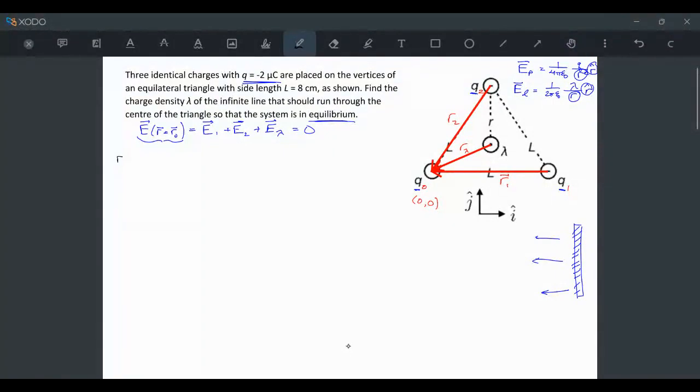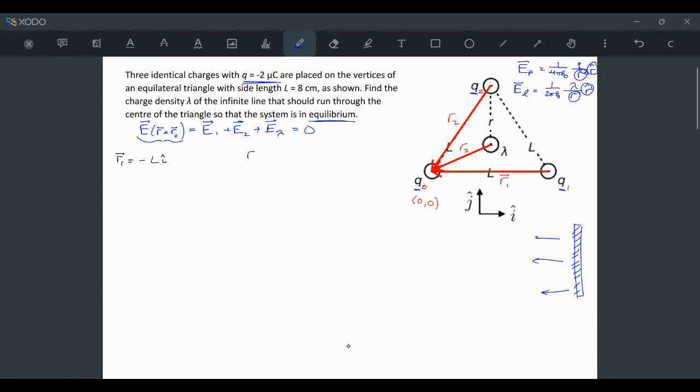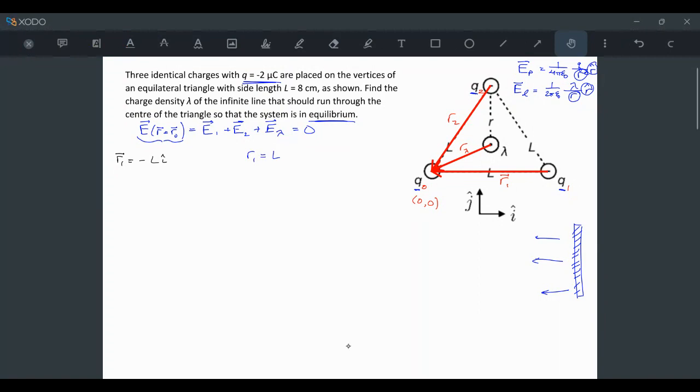Okay, starting with the vector, starting at charge 1, going to charge 0, we'll call that R1. It's equal to the length of the triangle because it just goes along the bottom here. And it goes from right to left, so that's in the negative i hat direction. The length of this is pretty easy to just pick out. I'm not going to draw the arrow symbol, which is denoting a scalar quantity, aka the length. It's just L. And the unit vector associated with R1 is just minus i hat.